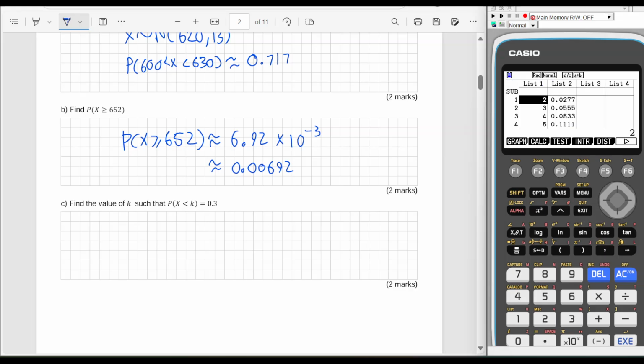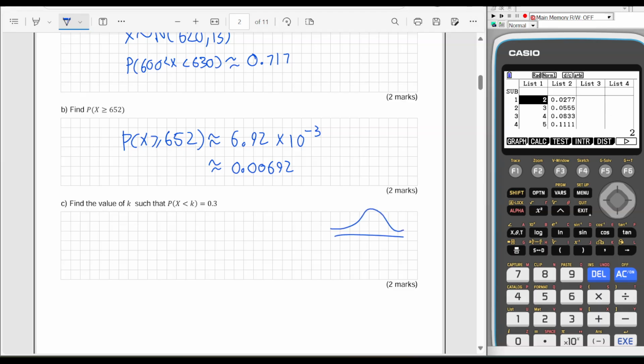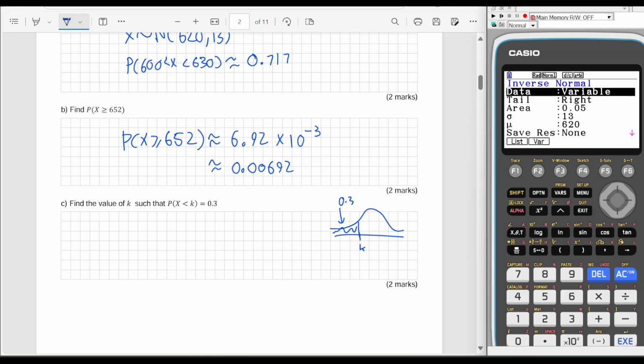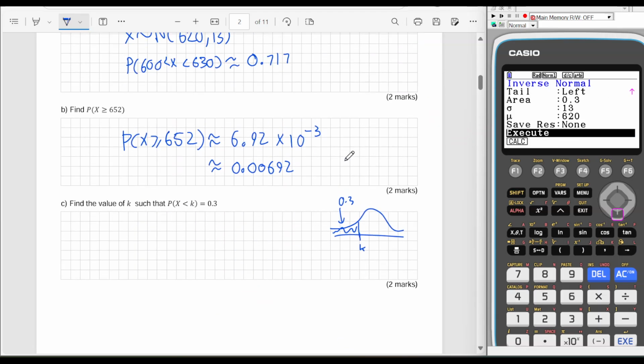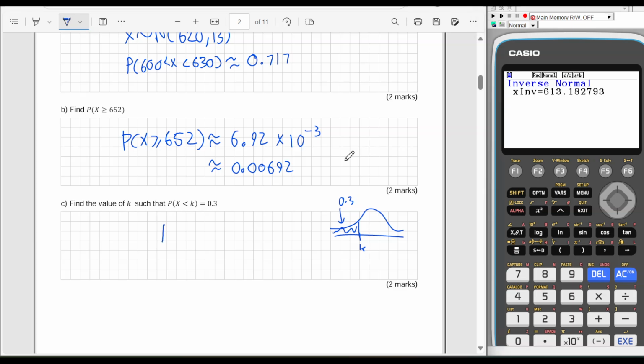Okay, next is an inverse normal question. So realistically, what we'd like is to find a k-value, and anything less than that k-value should have a probability of 0.3. So Dist, Norm, Inverse Norm, the tail is a left tail, and the area is 0.3. The mean and standard deviation are the same at 620 and 13. And then we're going to just execute that. K roughly equals 613. We'll go to 3 significant figures.